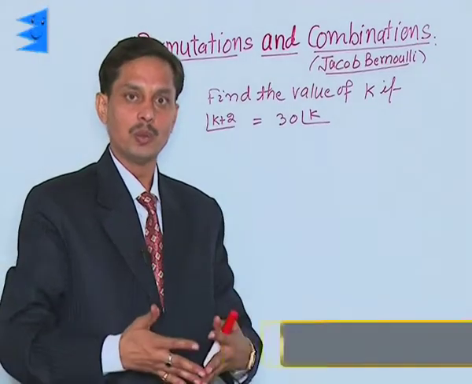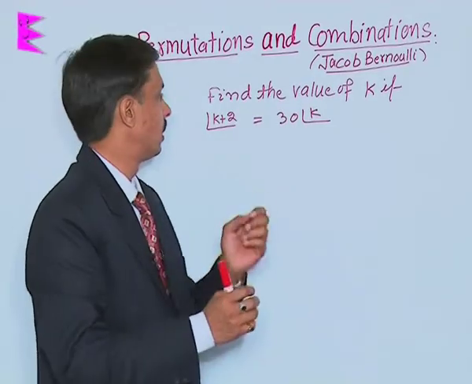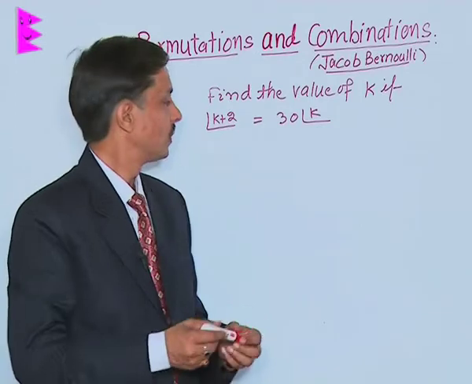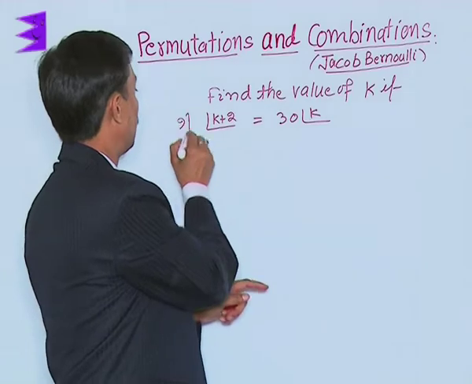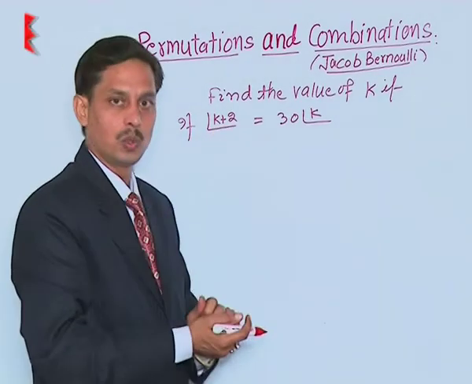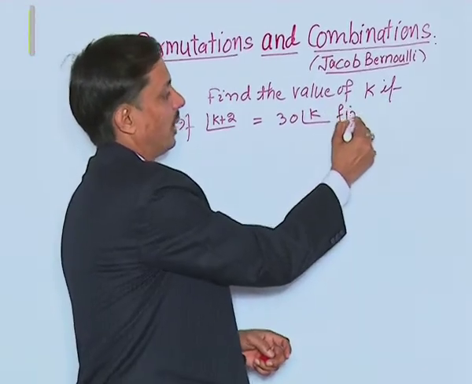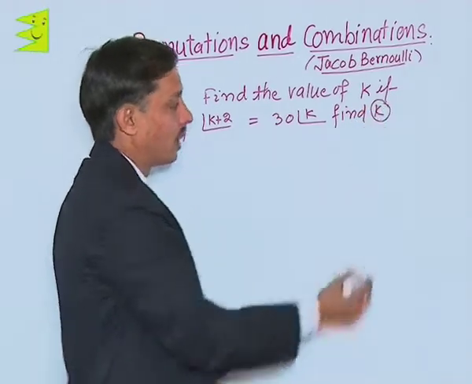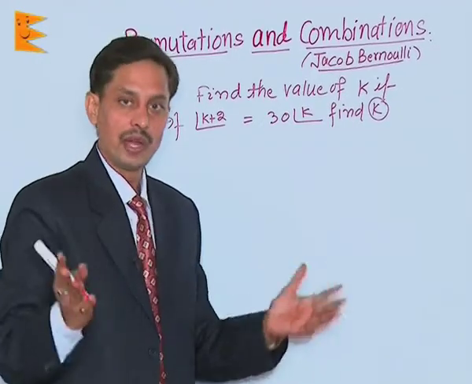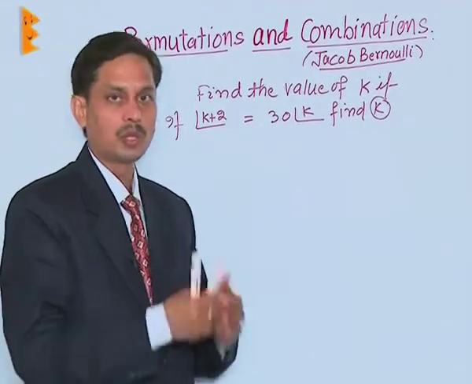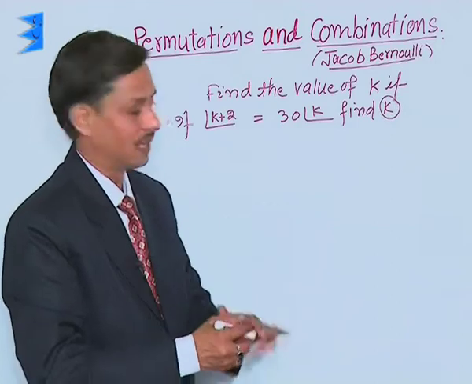Now I want to explain one more example, where I will explain how to find the value of an unknown variable. It is again very simple. If factorial k plus 2 is equal to 30 into factorial k, then what do we need to find? Find the value of k, or if someone extends its level of difficulty, find the value of k plus 1 factorial, k plus 2 factorial, factorial k square, whatever it is. So first I am going for the basic.